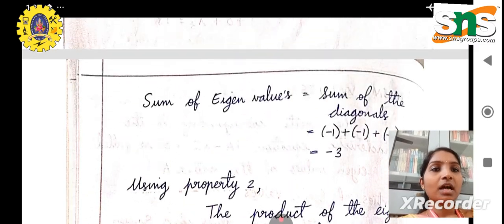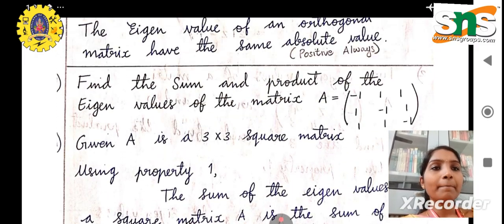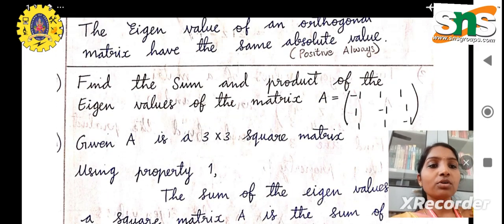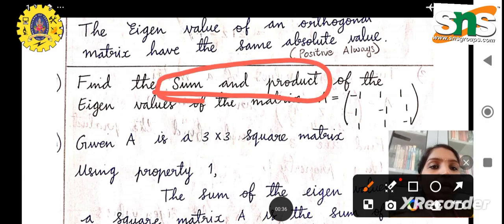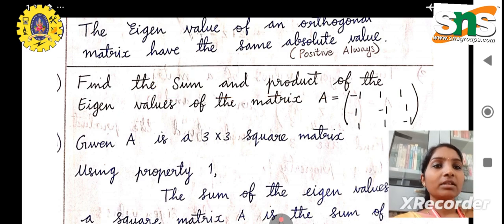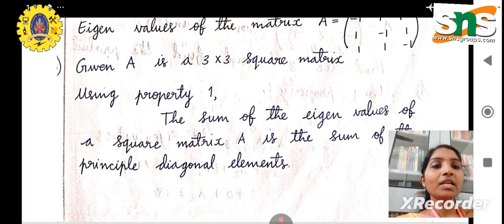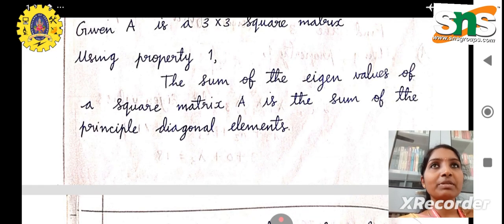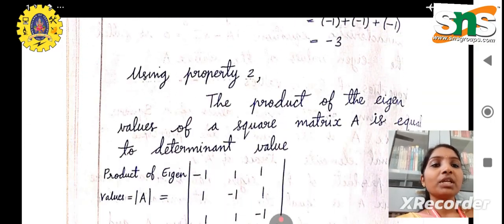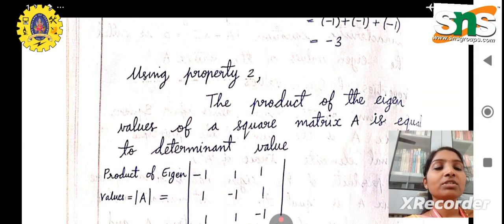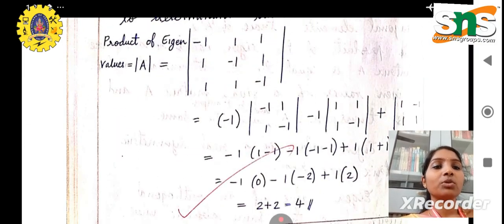So we are going to find only the sum and the product for the square matrix A. To find the sum and product of the eigenvalues, it is enough to use the properties of eigenvalues. We have just used property number 1 and property number 2. What is property number 1? The sum of the eigenvalues of a square matrix A is equal to the sum of the principal diagonal elements. And what is property number 2? The product of the eigenvalues of a square matrix A is equal to the determinant value.